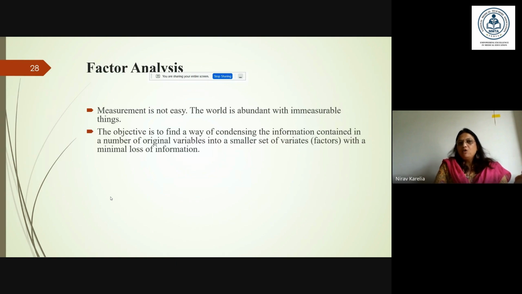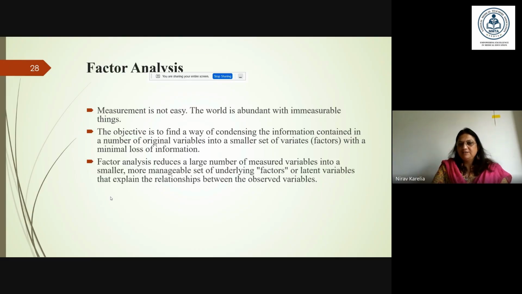So the main principle of factor analysis is that you have a lot of information and you have to condense the information into a smaller set of variables. Then what this analysis does, multivariate analysis or statistical software, is take a lot of immeasurable information, concise it, and convert these variables into a smaller set of variables, or you can say factors, with a minimum loss of information. So this is where factor analysis comes in.